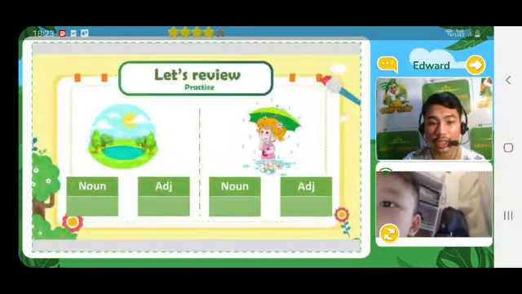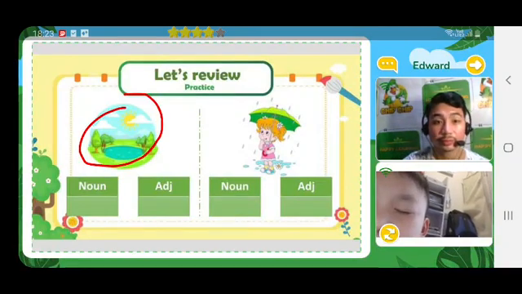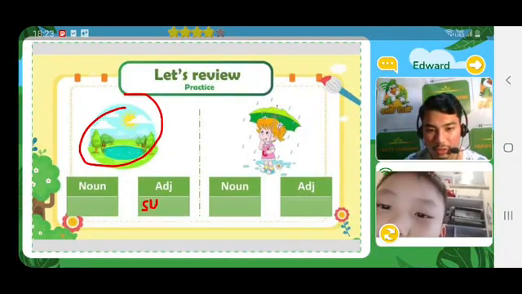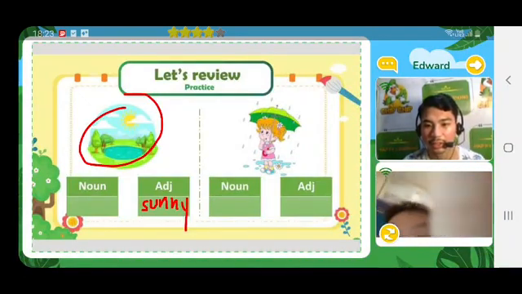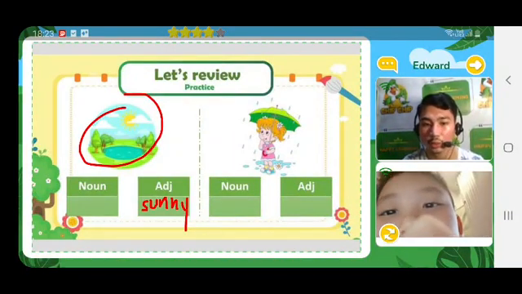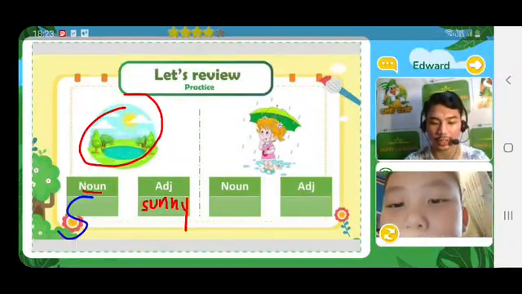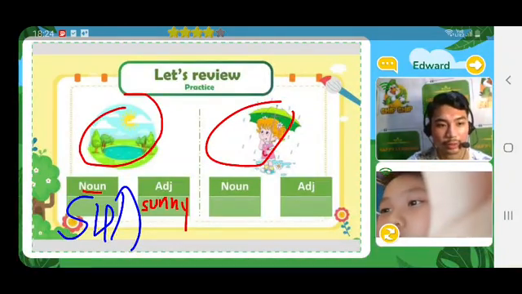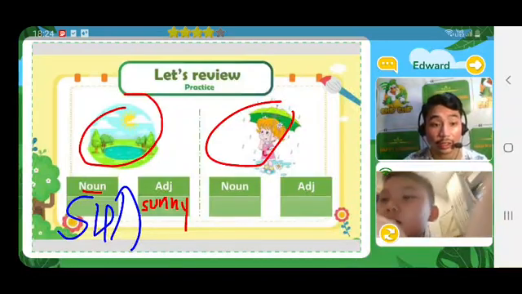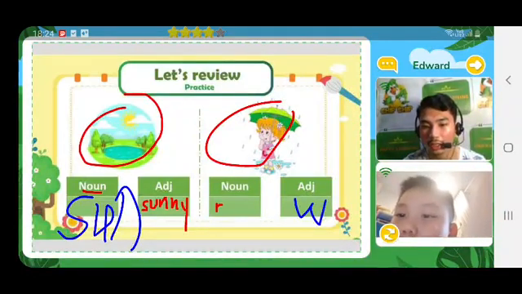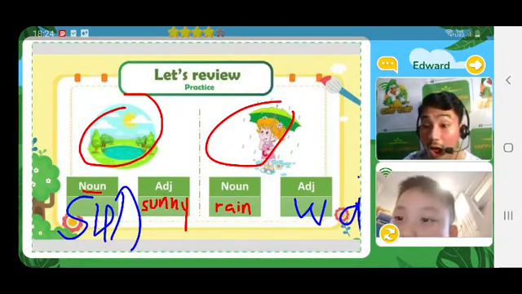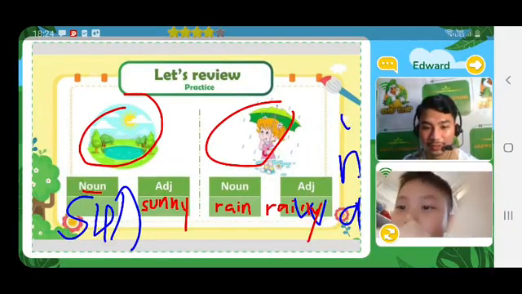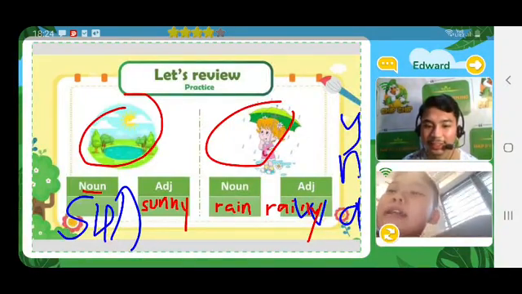What's the noun here? What's the weather like? It's sunny. Okay, so we have here sunny. S-U-N-N-Y. Yes, and this one, what's the noun? Sun, very good. How do you write sun? S-U-N. Wow, good job. How about this one? What's the weather like? Rain. Very good. The noun is rain. R-A-I-N. Rainy. It's rainy. Yes, rain and rainy. Very good. How about the next one?